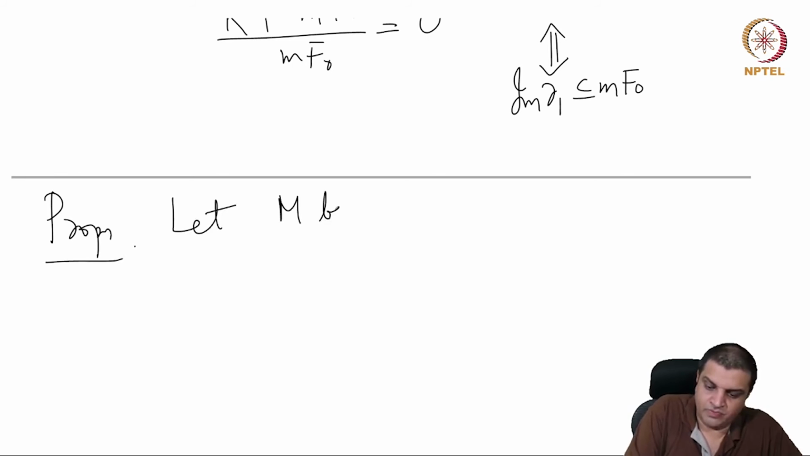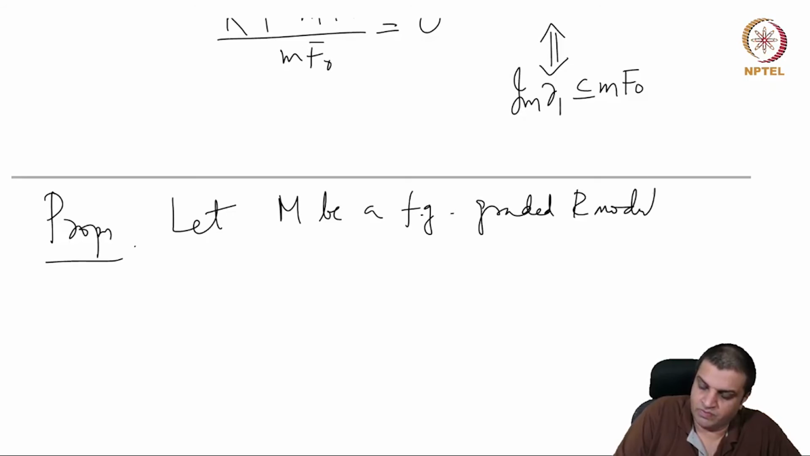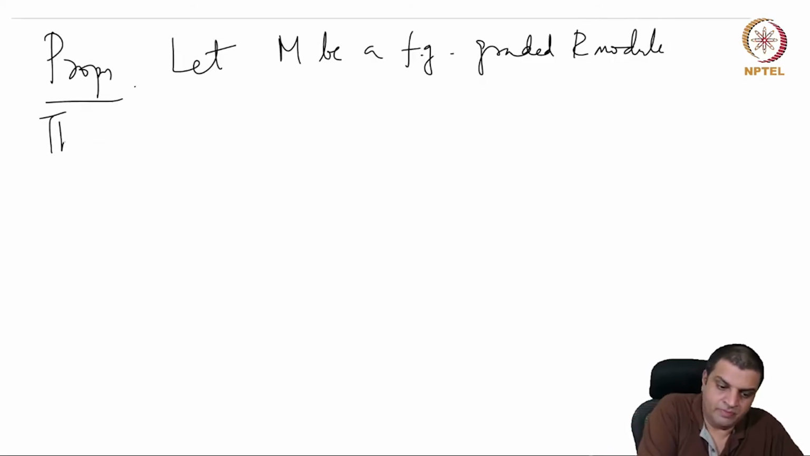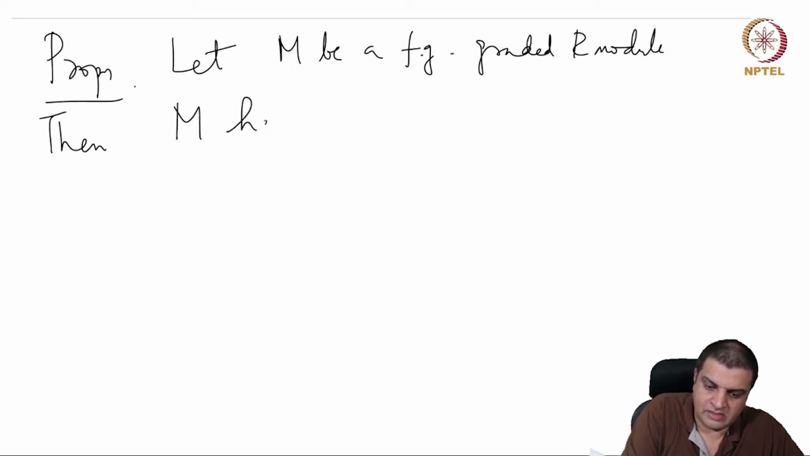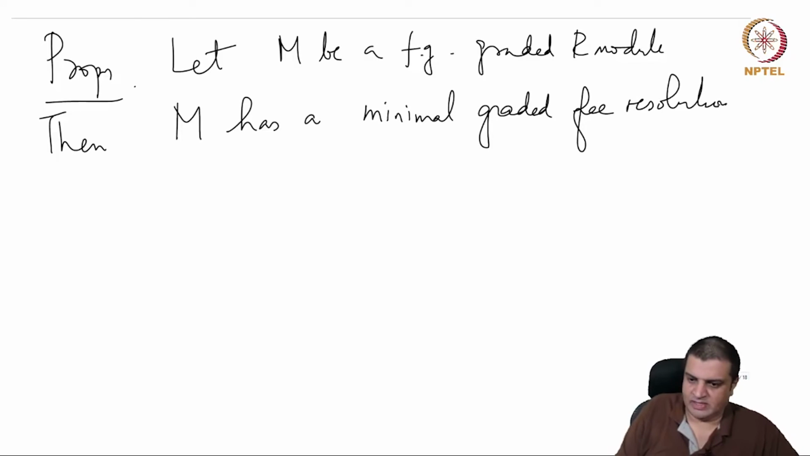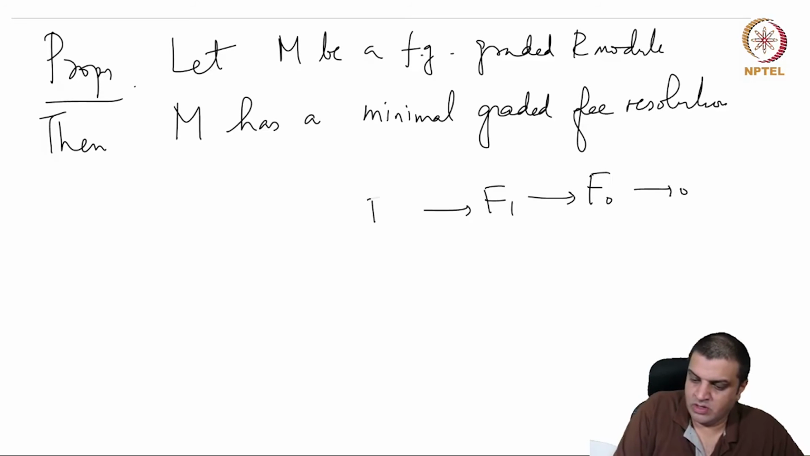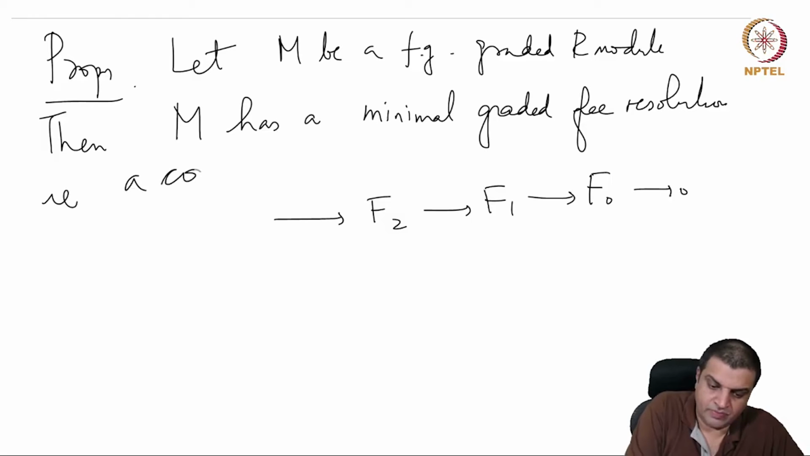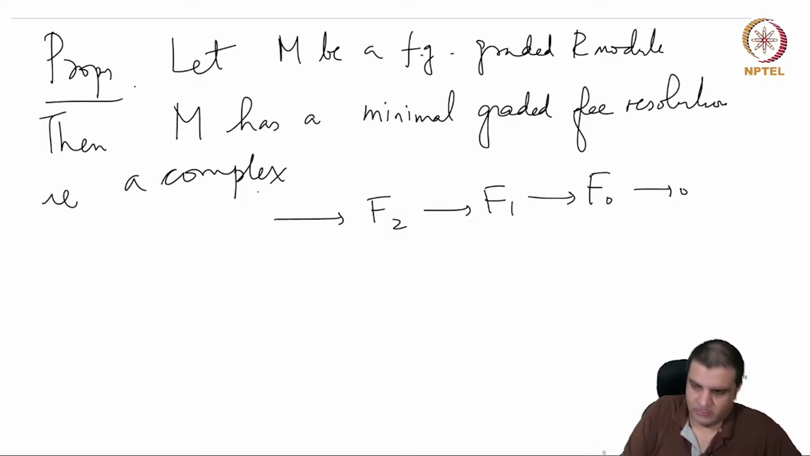Let M be a finitely generated graded R module. Then M has a minimal graded free resolution. And what does that mean? It means F0, F1, F2, and so on is a complex.